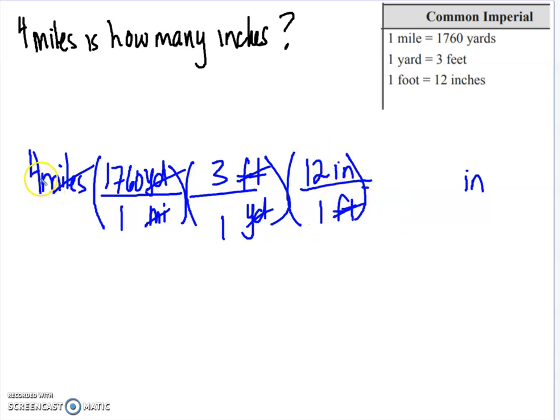So we're going to have to multiply across the top here. So we're going to multiply 4 times 1,760 times 3 times 12, which is going to result in quite a large number, but it is 253,440 inches.